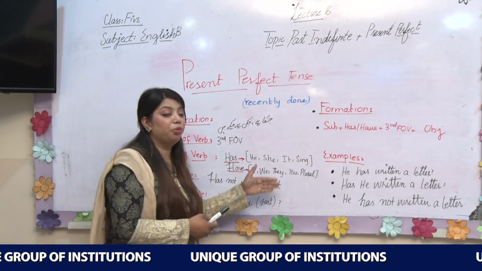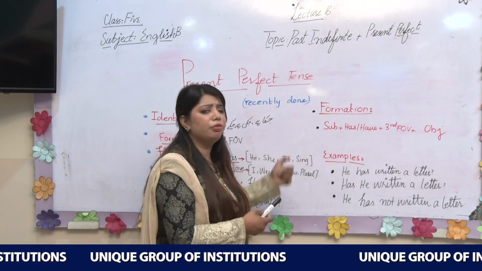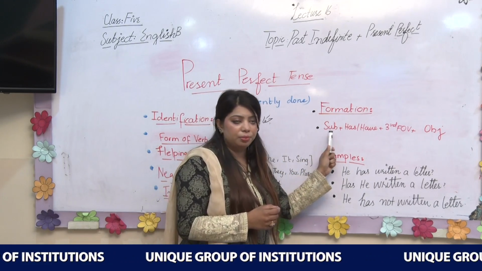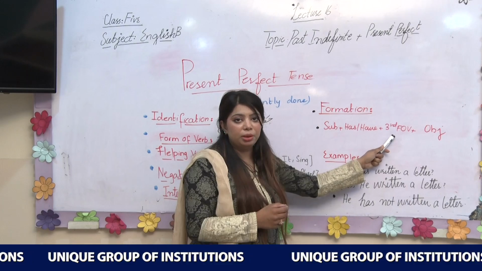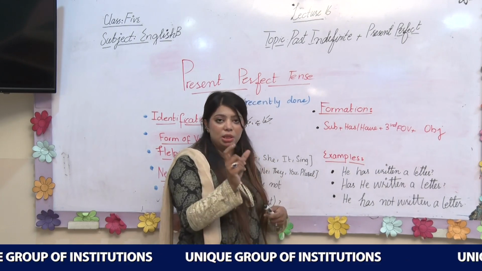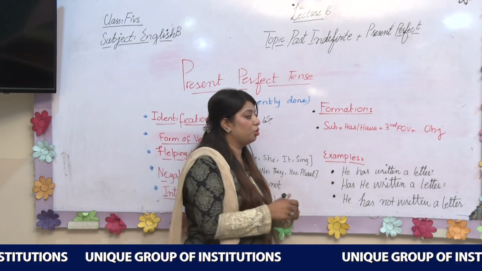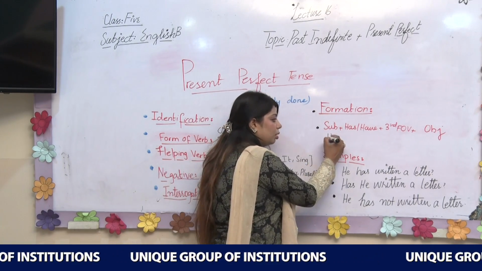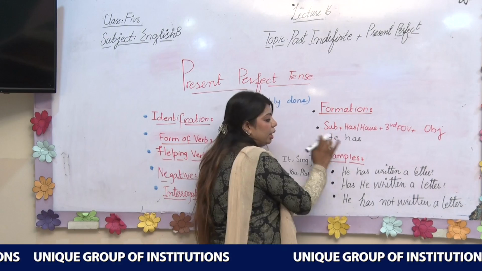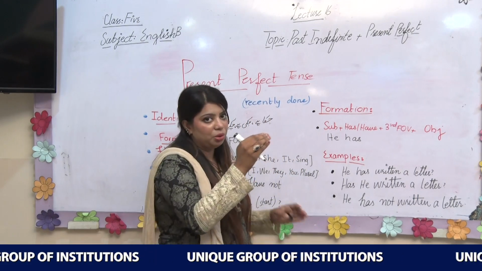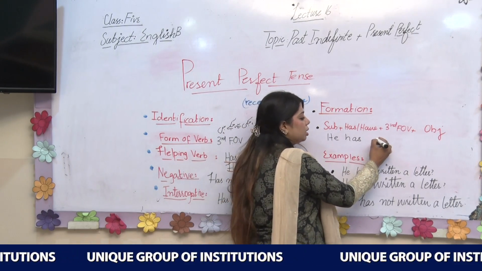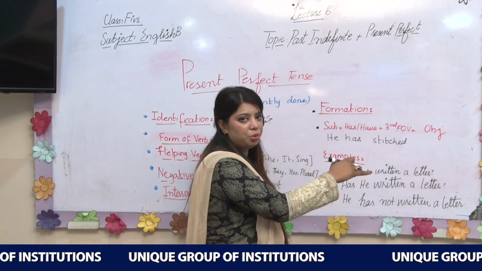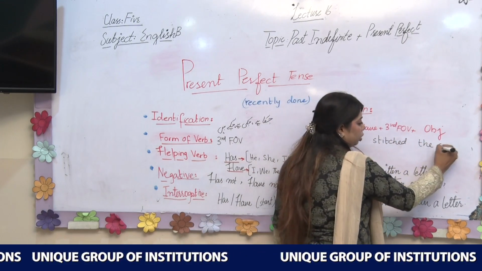Now class, let's move to the formation of it. Here is the formula. In present perfect tense you are using subject, has or have, third form of the verb, and object. Now let's write down a sentence using this formation. Subject, you can write any subject over here, like he. As you know that we use has with he, so I am going to write he has. He has stitched. Stitched is the third form of the verb; we have used stitch the clothes.